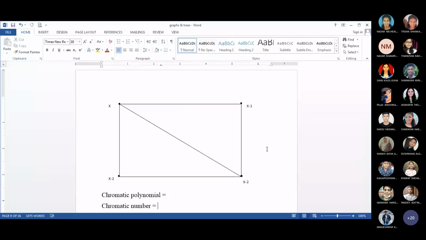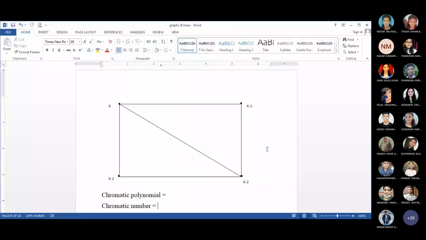We can use any of these x colors, because the first vertex is first, so we have x possibilities. If you come in the right direction, your second vertex will have x minus 1 possibilities, because the second vertex's color has to be different from the first vertex. Come down to the third vertex. The third vertex in this case will have x minus 2 possibilities.